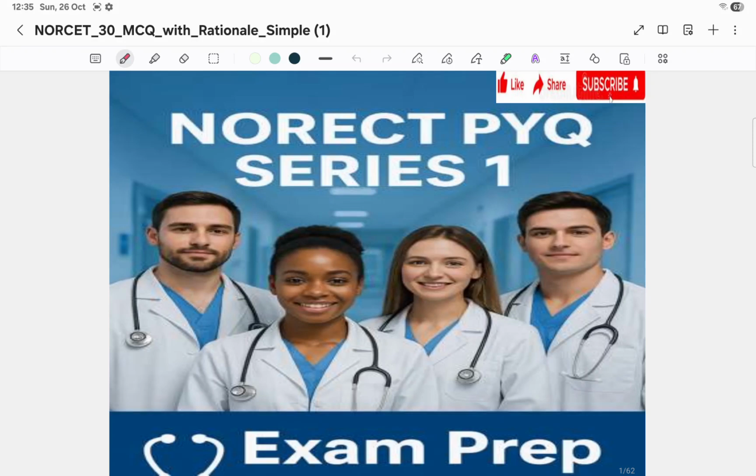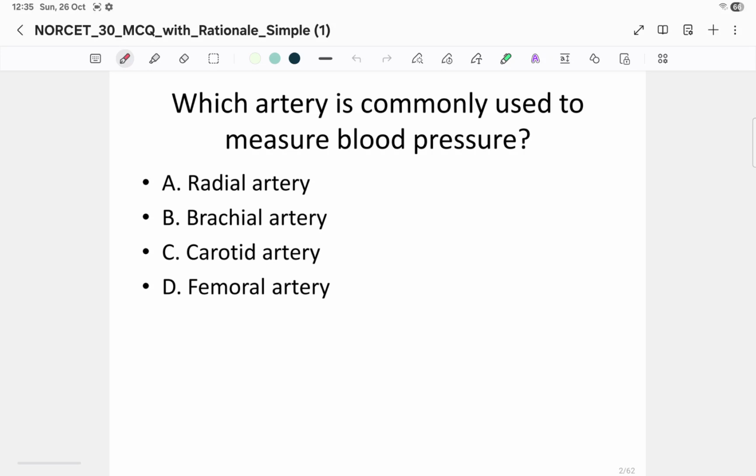So in this class, we will discuss about NORCET PYQ with rationale. So let's see the first question. Which artery is commonly used to measure blood pressure? Option A, radial artery, B, brachial artery, C, carotid artery, D, femoral artery.